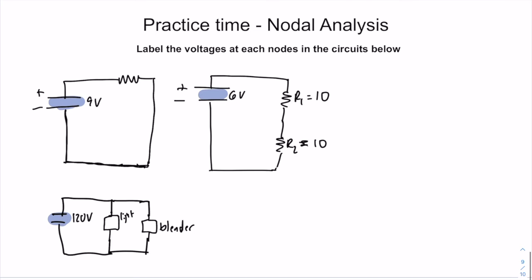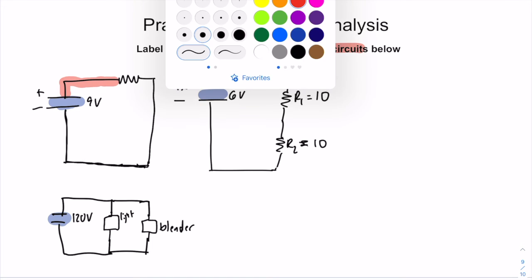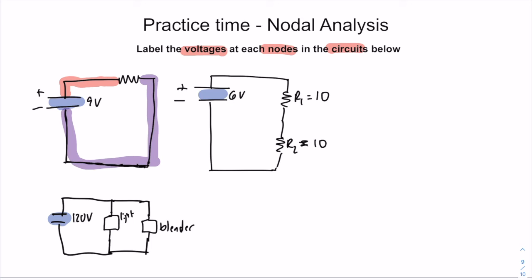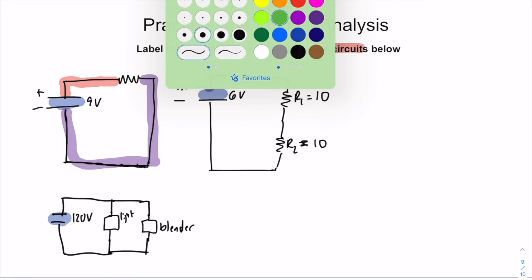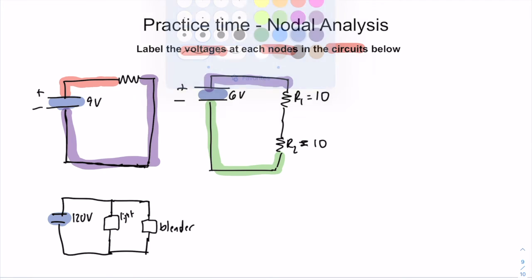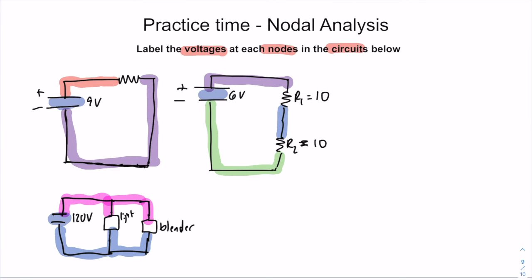Okay? So practice time, label the voltages at each of the nodes in the circuits below. All right, so we want to find the voltage here and the voltage here. All right, we want to find the voltage here, and here, and here. All right, then we want to find the voltage at this node, and then the voltage at this node. Okay, step 1, we'll do the first one together: set a ground node that all voltages are made relative to. All right, so we're going to say this voltage is equal to 0 volts.